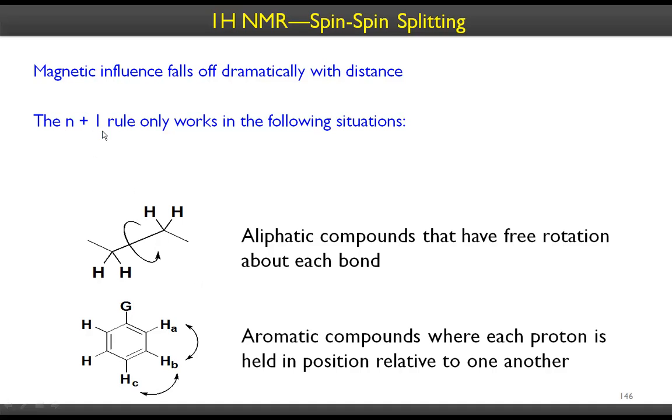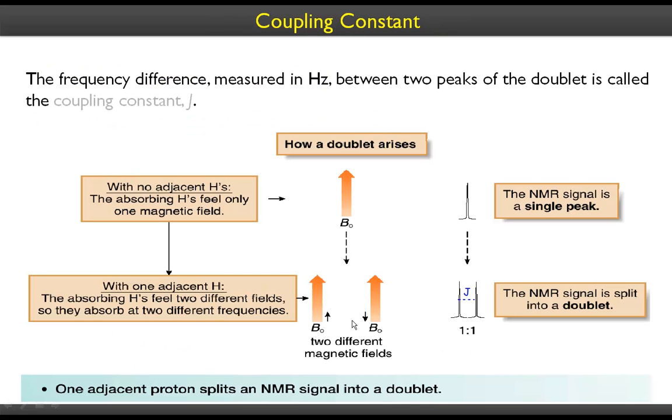And as I mentioned, this n+1 rule has its limitations. You cannot apply this rule to all the situations. It can only be applied in certain situations where first order coupling is in place. Okay. When is it applicable? When the compounds have free rotation on the carbon-carbon bonds, you can apply that rule. And where the hydrogens are held in their position relative to one another, they don't drastically differ in their orientation, you can use that rule. Otherwise you have to be careful.